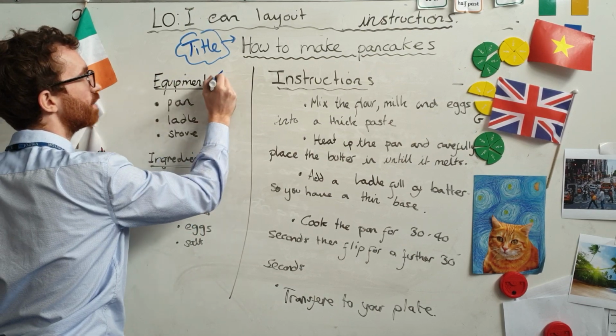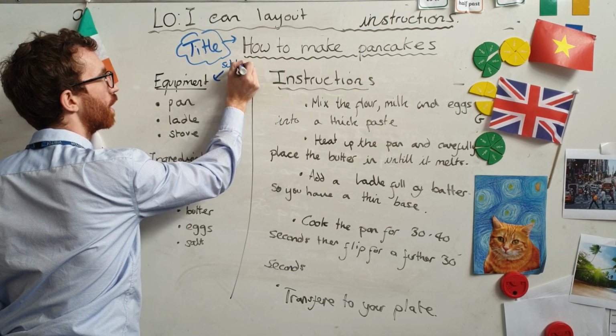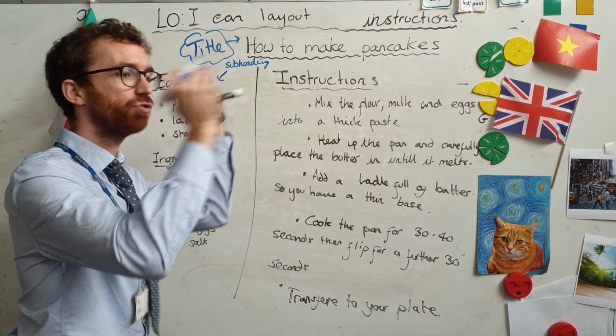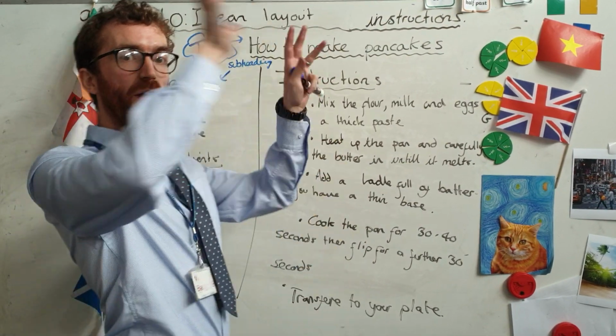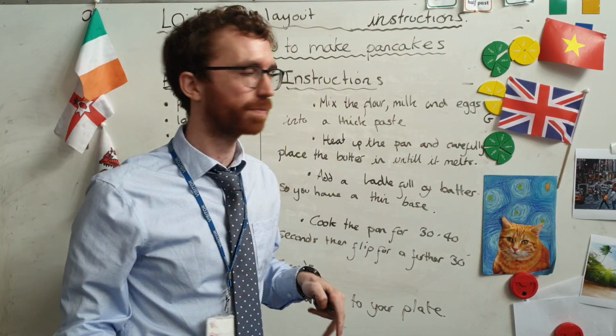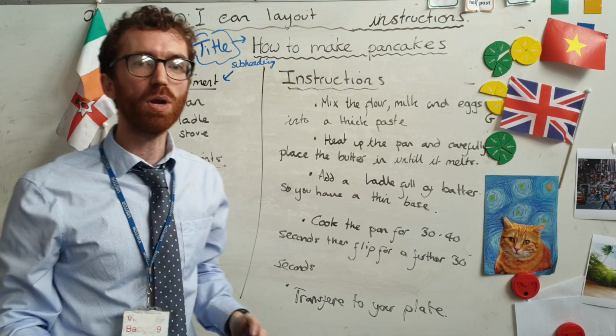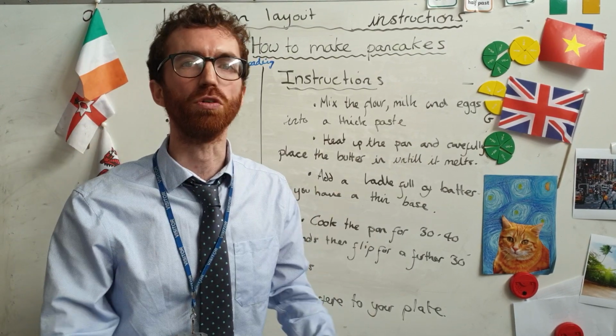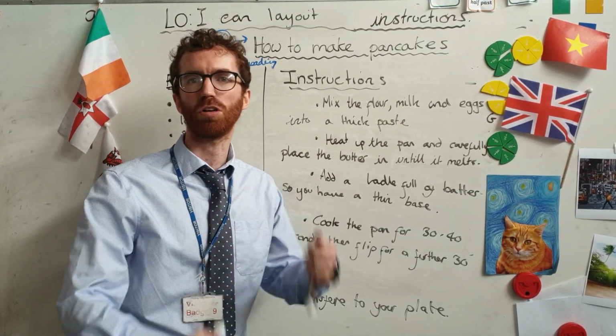Now, I've got this as a subheading, okay? Remember, subheading. We've got the whole thing, which is how to make a pancake. Now, we're breaking it down into little parts, okay? So first, the equipment. Equipment is not things I eat, they're things I use. So in the classroom, the equipment might be a pencil, a rubber, and a ruler.